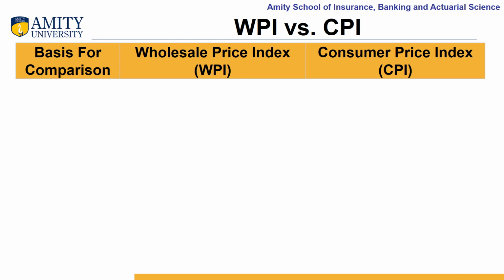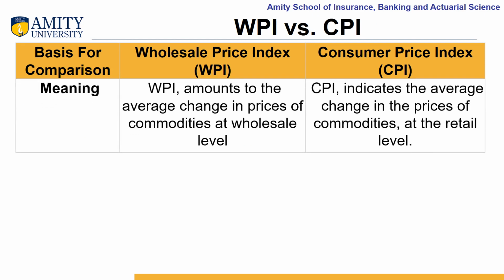Let us now understand the difference between wholesale price index and consumer price index. If you see the meaning, wholesale price index amounts to the average change in prices of commodities at wholesale level, whereas in consumer price index, it indicates the average change in the prices of commodities at the retail level. So first major difference between WPI and CPI is WPI considers the prices of the commodities at the wholesale level, whereas in CPI we consider the prices of the commodities at the retail level.